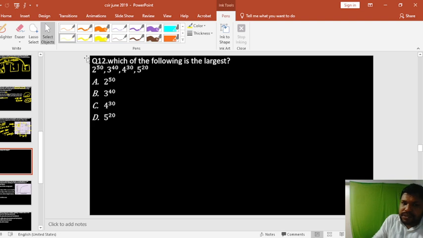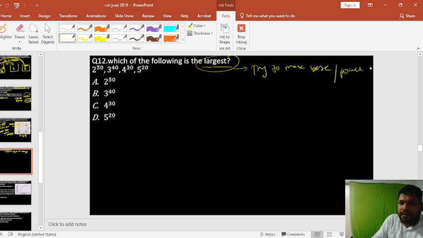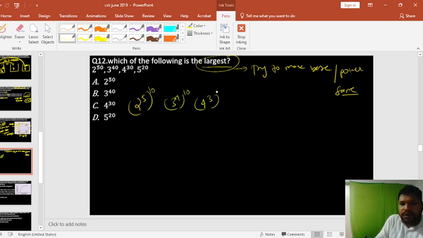Next, which of the following is the largest? 2 raised to 50, 3 raised to 40, 4 raised to 30, and 5 raised to 20. So whenever you are finding the largest, either you try to make the base or the power the same. Any way you can make it the same. I am going to write this as 2 raised to 5 into 10, 3 raised to 4 into 10, 4 raised to 3 into 10, and 5 raised to 2 into 10.